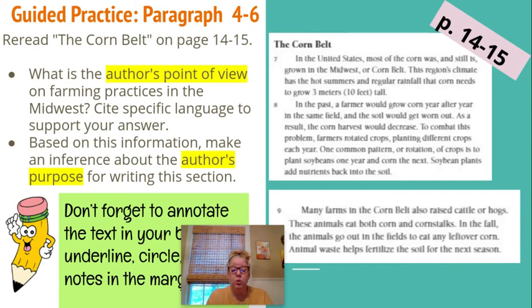Many farms in the Corn Belt also raise cattle or hogs. These animals eat both corn and corn stalks. In the fall, the animals go out in the fields to eat any leftover corn. Animal waste helps fertilize the soil for the next season. So did you see any sentences that maybe give you an idea of what the author's purpose is or what the author's point of view is?